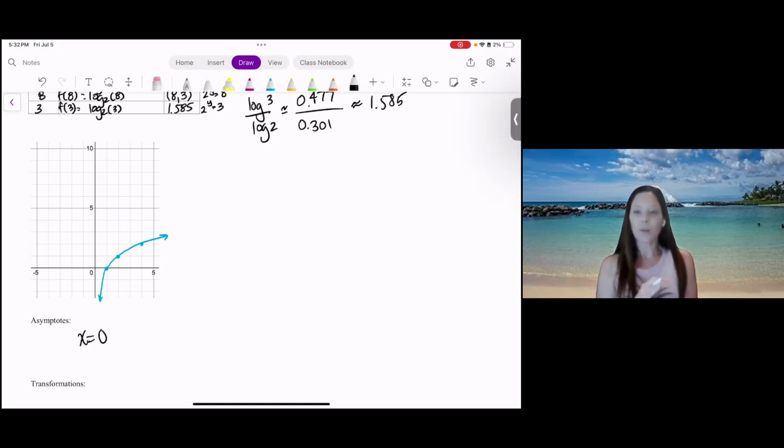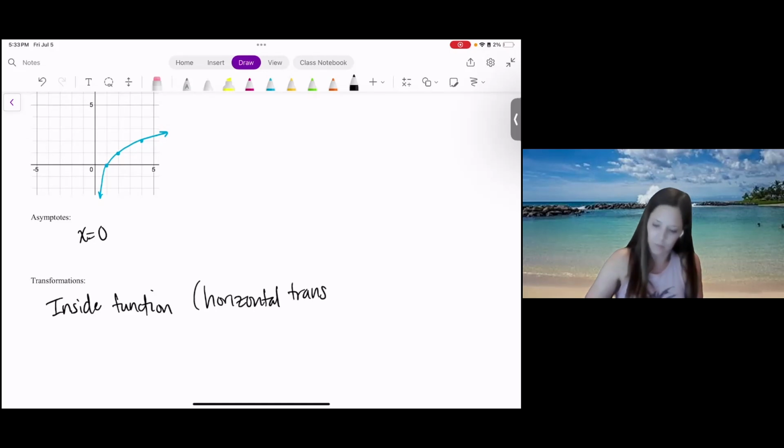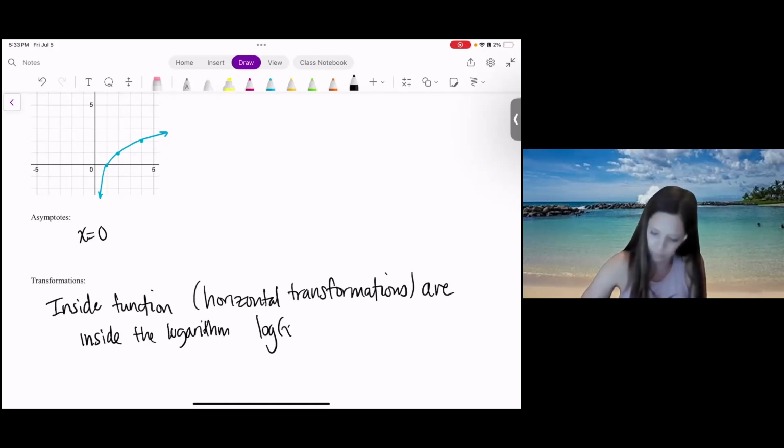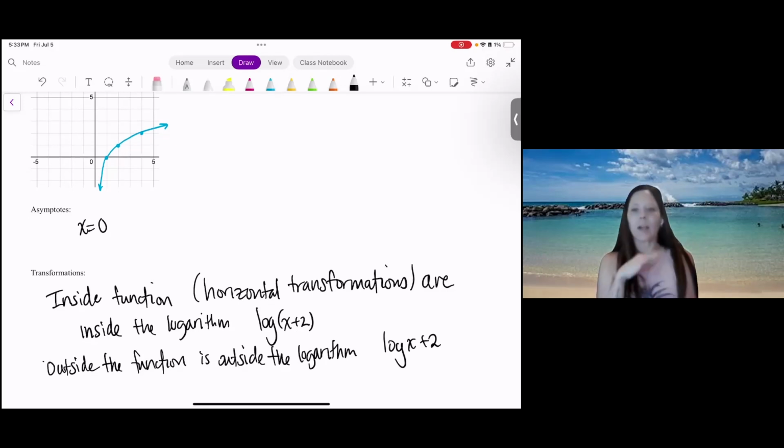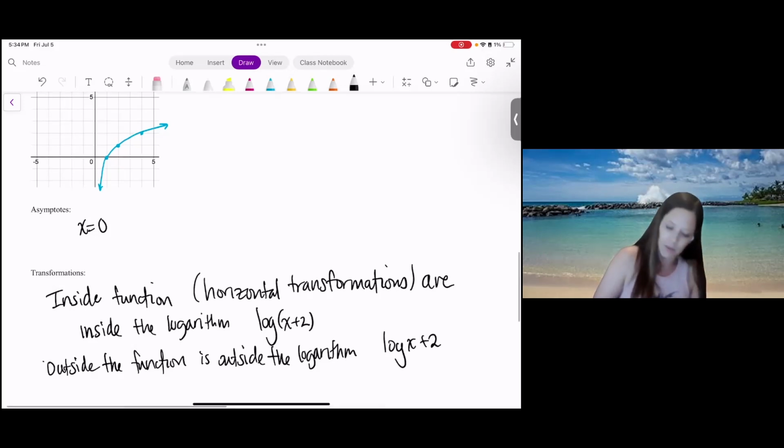I can transform the logarithm. Inside the function would be inside the logarithm. I encourage you to watch the transformation video so you understand all of the different ways that we transform, but inside the function, which are the horizontal transformations, is actually inside the logarithm statement. Outside the function is outside the logarithm statement, and these are vertical transformations.